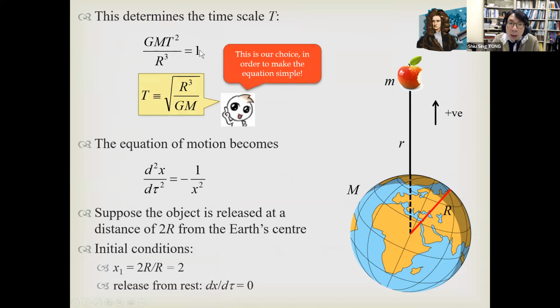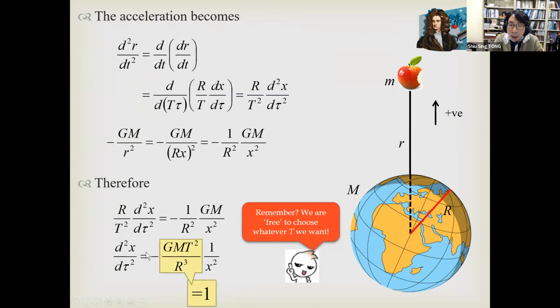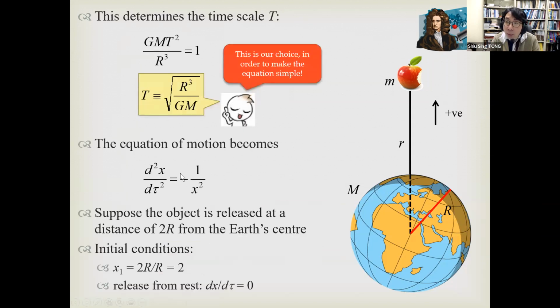The capital T is in fact equal to the square root of capital R cubed over GM. Okay, so this is our choice. If I take the big T with this form, then I would be able to make my equation very simple. I would be able to transform my equation of motion into a form that is completely independent of all those complicated constants. And this is the resulting equation of motion.